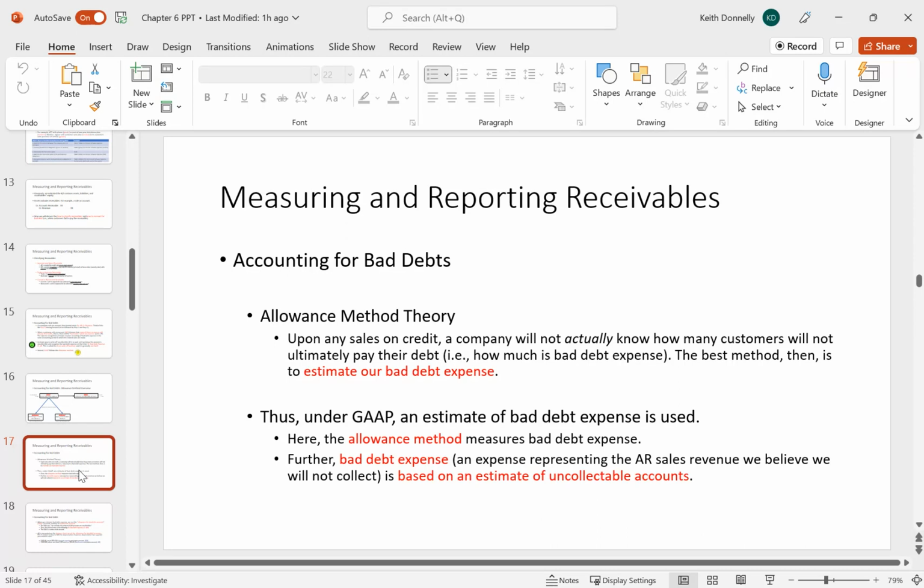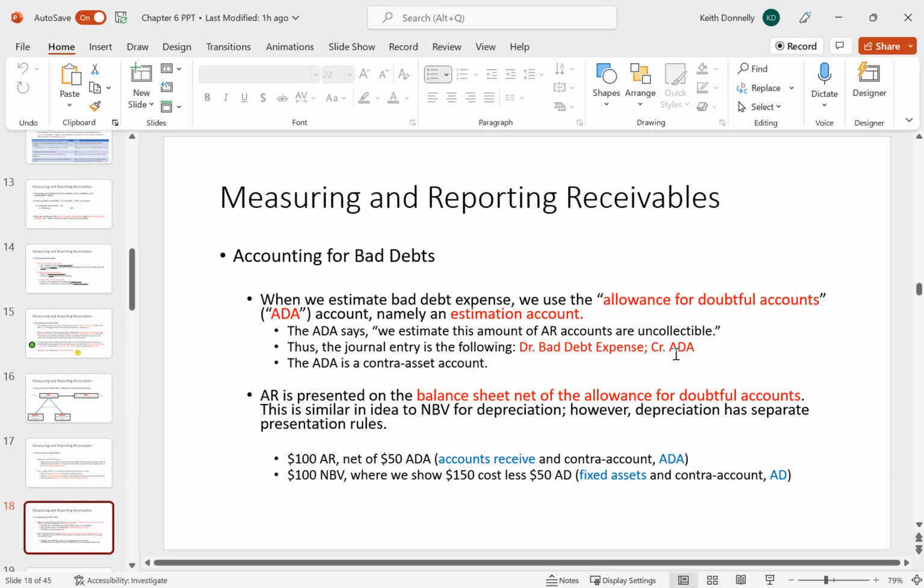In any event, what we do under the allowance method is make an estimate of bad debt expense. Essentially, you're going to debit the bad debt expense, and then credit the allowance for doubtful accounts, the ADA account over here, which represents a contra account for the accounts receivable. It's basically what we don't think we're going to collect. So that's what this journal entry in step 1 says: we estimate this amount of accounts receivable is going to be uncollectible.